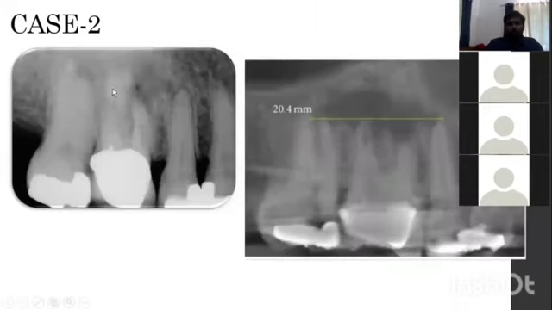And in case 2, the first image is a 2D image. We already said that 2D images have some superimposition of anatomical structures. And this is a 3D sagittal view showing a 2 centimeter pathology in the periapical region of the molar, and the image is a little bit blurred because of the metal artifact.